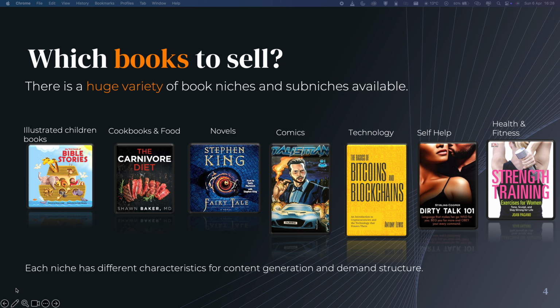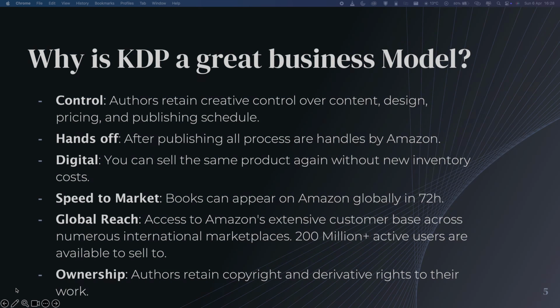Why is Amazon KDP such a great business model? First of all, you have full control. You can publish what you want. You can publish whenever you want. You have control about the design and the content of each book. After you have created a book or published it on Amazon, there are no further processes required from you after you made a sale. After this point, it's mostly passive.